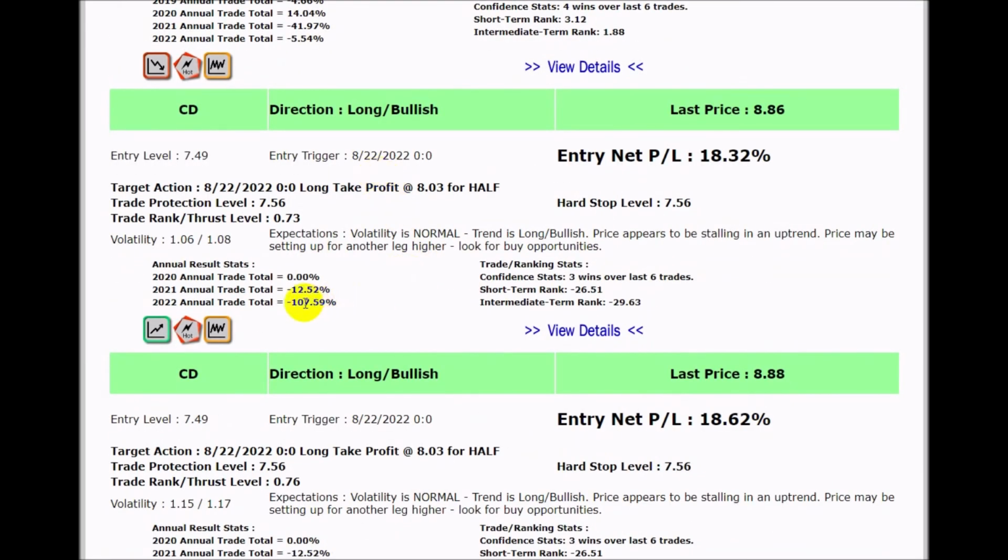CD, negative so far this year. It's won 3 of the last trades. It has turned into a fairly profitable trade here. Again, this is already in a trade. It's already taken a profit. But because of these negative numbers, I would have been probably only trading 10 or 20, maybe 25% of my capital.